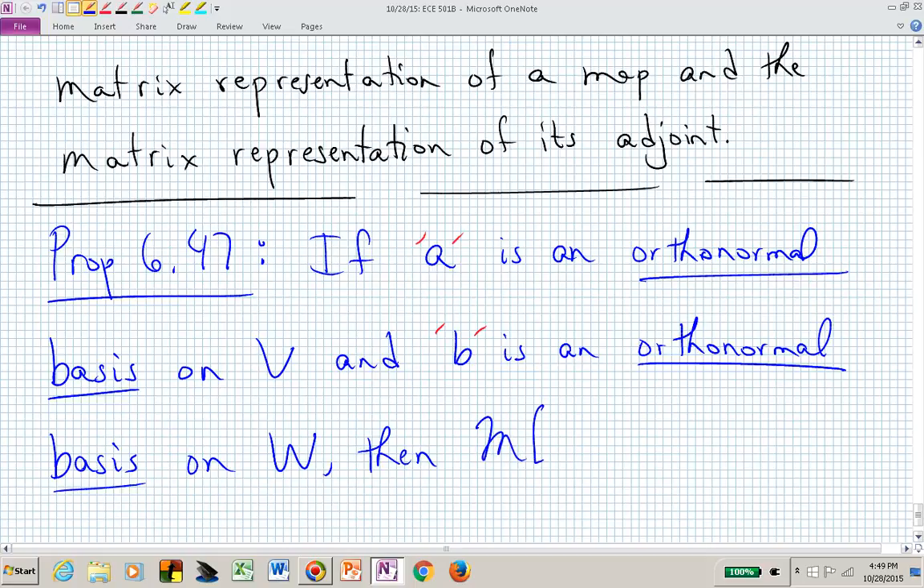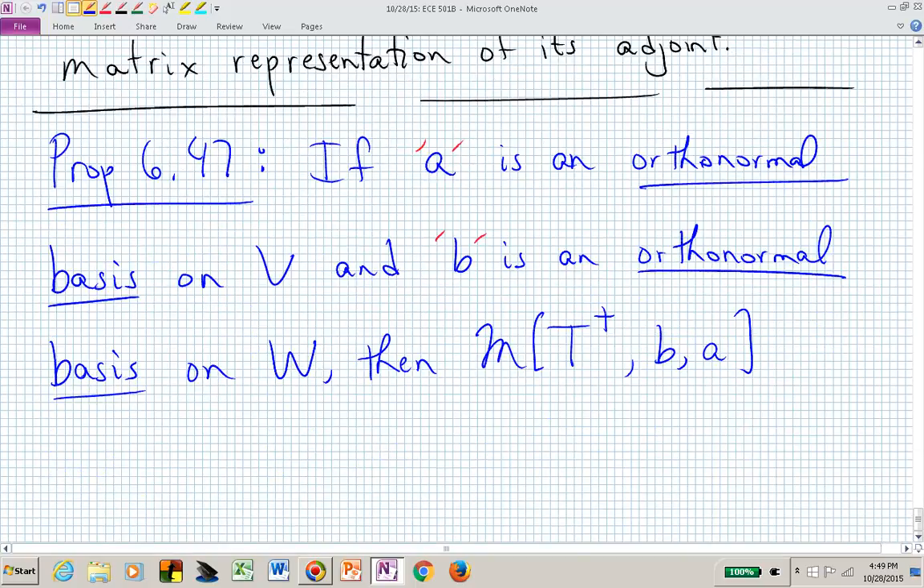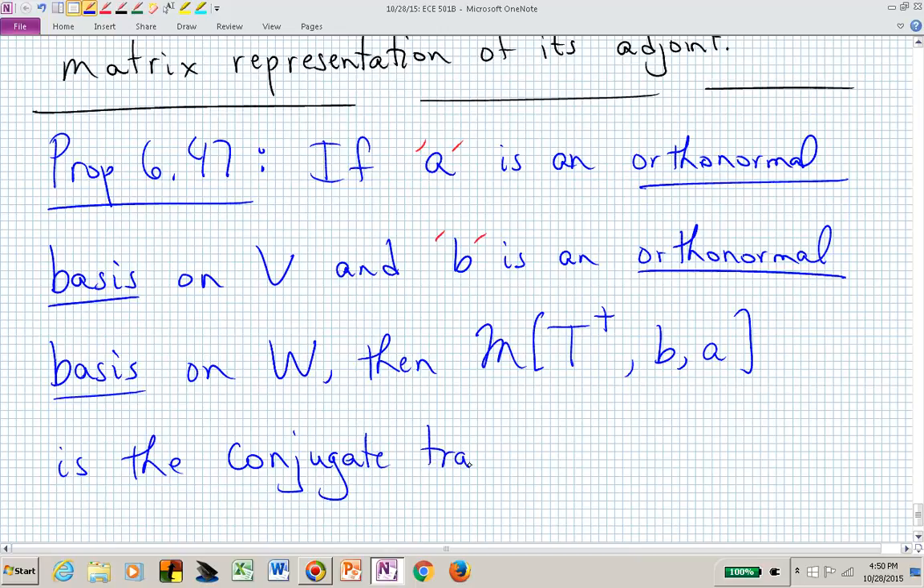then the matrix representation of T dagger, comma B A, where B is the orthonormal basis on W and A is the orthonormal basis on V, that matrix representation of T dagger is the conjugate transpose of the matrix representation of T, comma A, B.